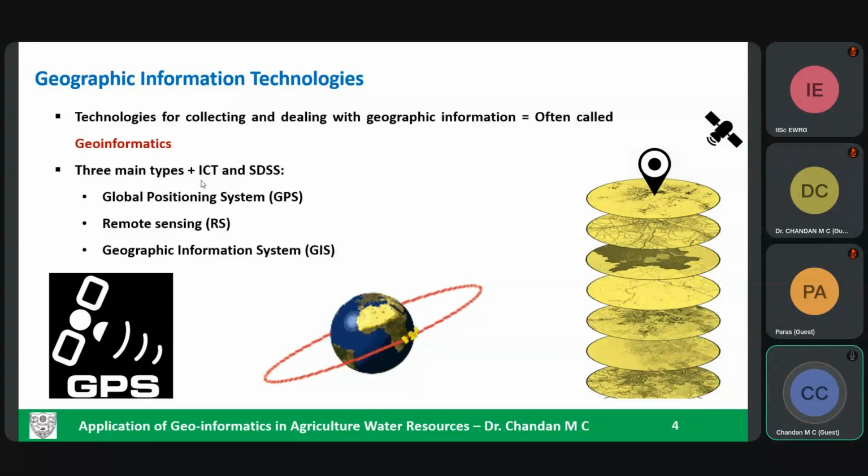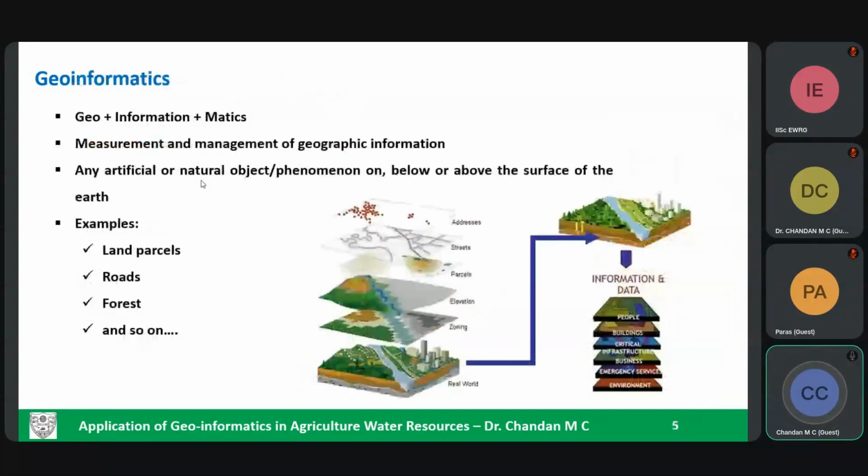We'll speak about it later. And when we see the term geoinformatics, if we try to break this, it is geo plus information plus matics, which means the measurement and the management of the geographical data that we have. So once we have the data that has been collected, we can apply any kind of analysis to get the required information for our area.